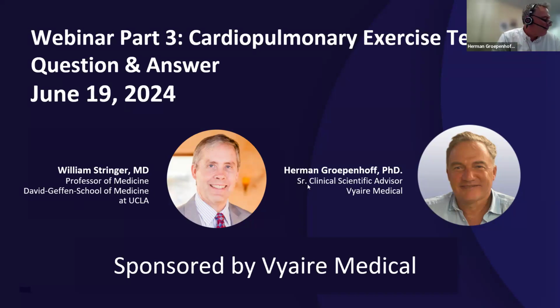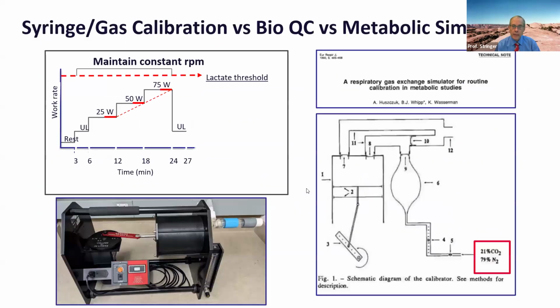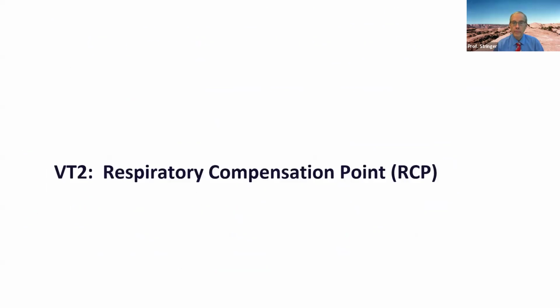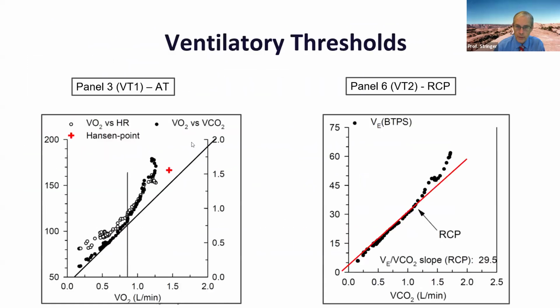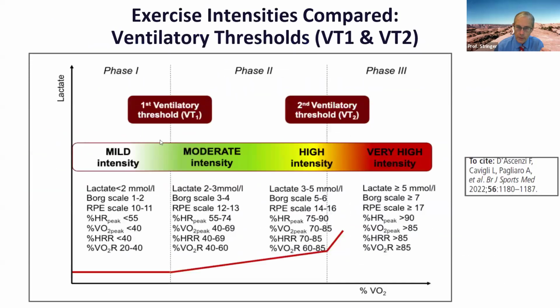Yeah, so that's easy. The thing that you're going to look for in the first ventilatory threshold, well, what we talked about earlier was this article, which is a good article summarizing the intensity of exercise in this direction and the ventilatory threshold 1 and 2, lactate measurements, Borg measurements, percent heart rate, percent VO2. This is a good article. I'd pull it and read it cover to cover.